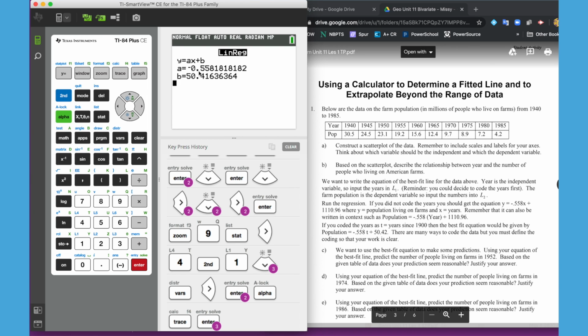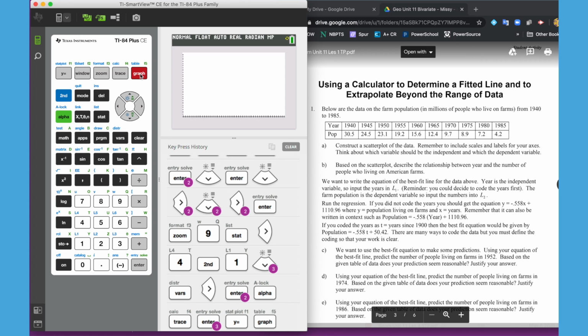Hit enter and calculate. Notice it's giving me a slope of -0.558 and a y-intercept of 50.42, which is exactly what the worksheet tells us. So we must have done a great job. If I go into the y equal, it has put that number in there very precisely. And if I hit graph, then it is going to graph that linear regression equation.